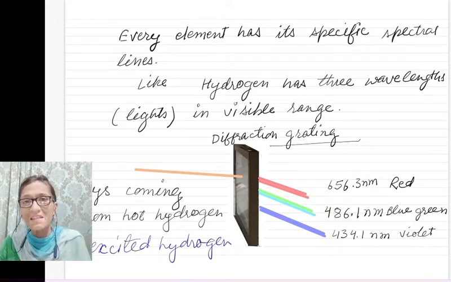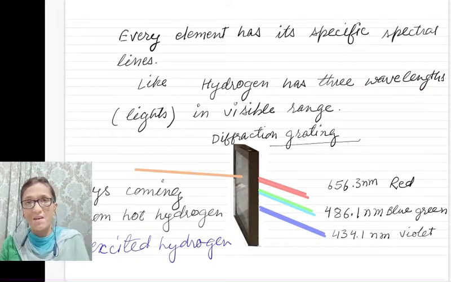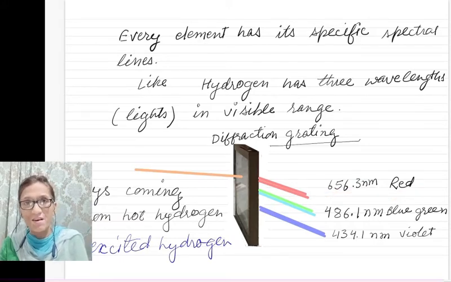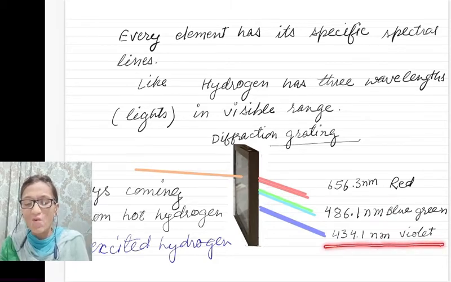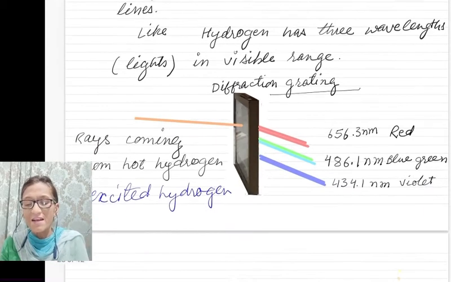This spectrum is not continuous. You can see they are separated from each other. And this is falling in the visible range. So hydrogen has three wavelengths in visible light. Here 656.3 nanometer, which falls in the red range. 486.1 nanometer, this falls in the blue-green range. Now 434.1 nanometer, that falls in the violet range.